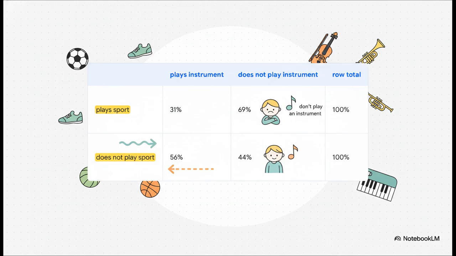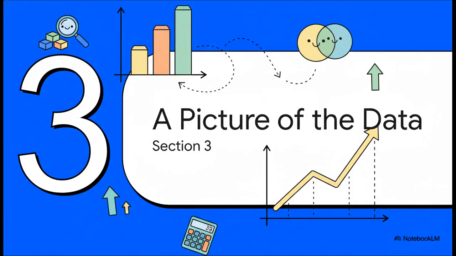So when we do that for the whole table, check this out. Now we get the full story. Among the kids who play sports, 69% don't play an instrument. But for the kids who don't play sports, that number's only 44%. Okay, now things are getting interesting. It really looks like there's an association here. Numbers are great, I love them, but sometimes a picture tells the story in a way that numbers just can't. So now we're going to take our table of percentages and turn it into a simple chart that'll make the association pop right off the screen.